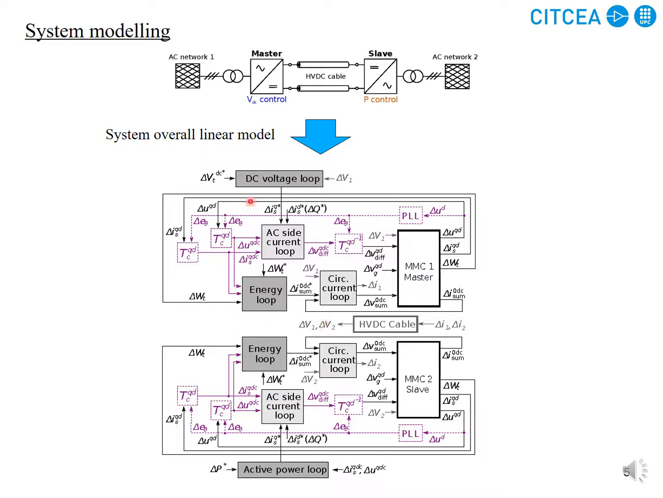This is the overall linear model of this system. There is master MMC, slave MMC, HVDC cable, and these blocks represent control systems.